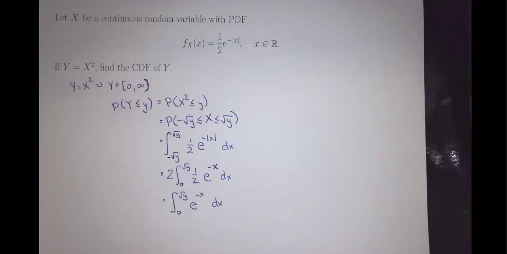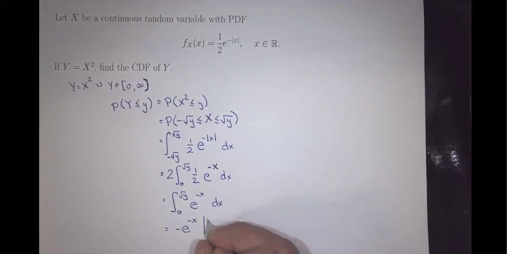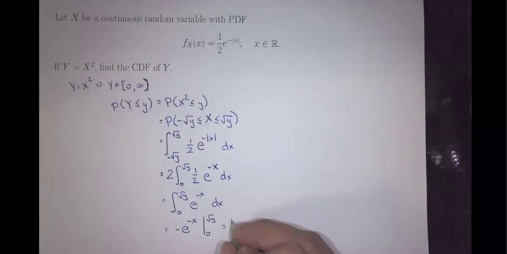And the integral here is negative e to the negative x. That's going to be evaluated from 0 to root y. So when we evaluate at root y, we get negative e to the negative root y. When we evaluate at 0, we get 1. So 1 minus e to the negative root y. And that's your cumulative distribution function for y.